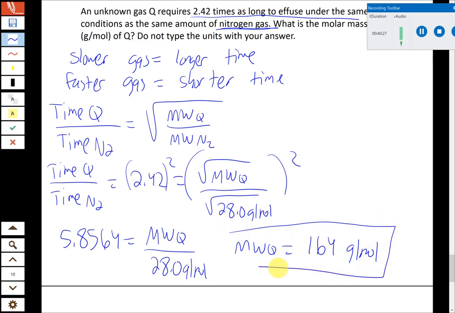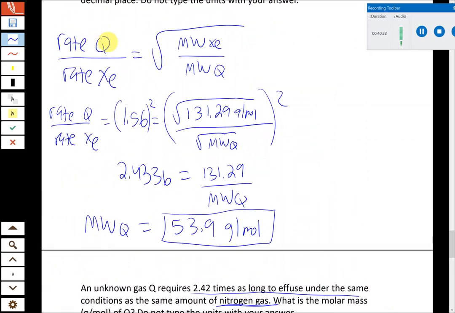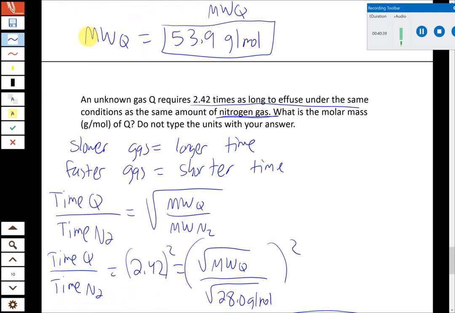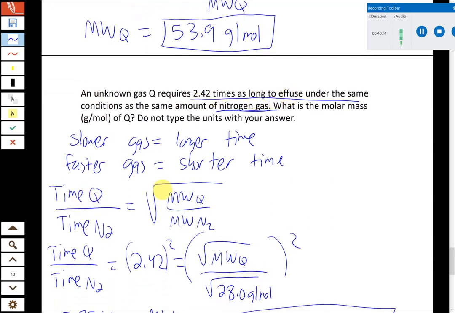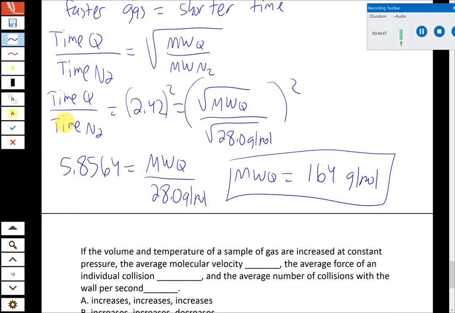All right, so very similar problem. We just have to remember that there's two forms of the equation. In the first one we did, in terms of rates of effusion or diffusion, there's an inverse relationship to the square root of the molar mass. If we're talking about the time that it takes something to effuse or diffuse, there's a direct relationship. So make sure we keep those straight and understand that conceptually before we start these problems.